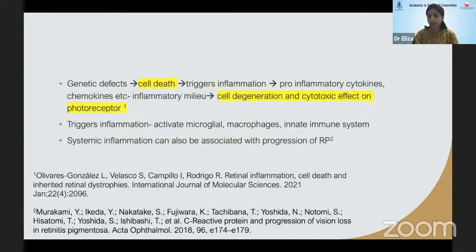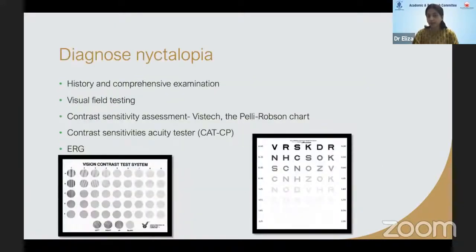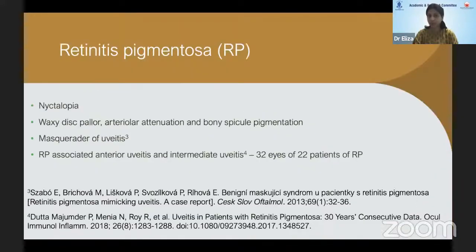Another point to add is systemic inflammation can also be associated with progression of nyctalopia and RP. We see most of the uveitis conditions are associated with systemic inflammation. So how do we diagnose nyctalopia? Apart from the history and comprehensive visual field testing, contrast sensitivity is very important, including ERG. So top on the list for nyctalopia is RP, and one of the masqueraders for uveitis.